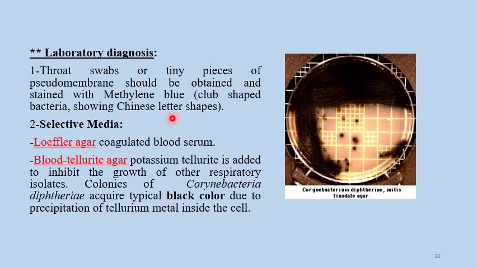A selective media for diphtheria is Loeffler agar, which is coagulated blood serum. This is a selective media for the organism. There is also blood tellurite agar, composed of potassium tellurite. It is added to the agar to inhibit the growth of other respiratory isolates. Colonies of Corynebacterium diphtheriae acquire the typical black color as you see here in the picture. The colonies are black in color due to the precipitation of the tellurium metal inside the cell.